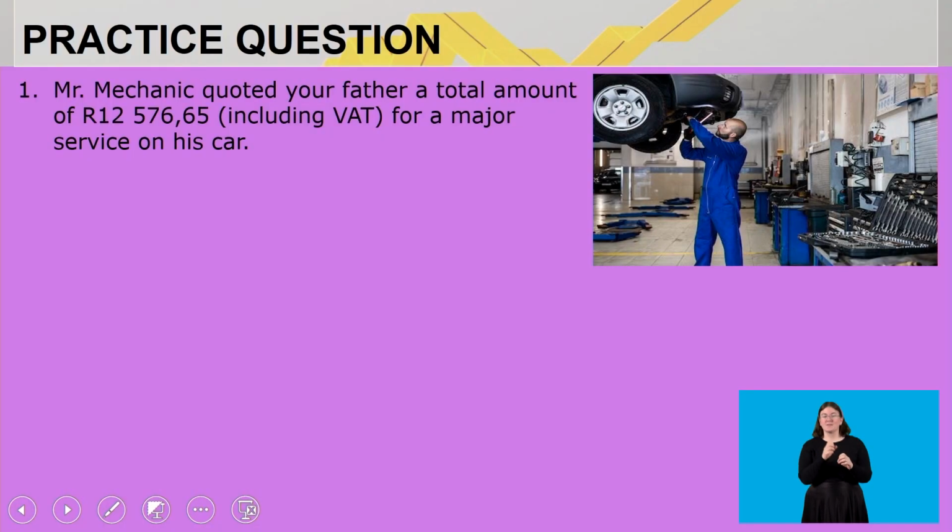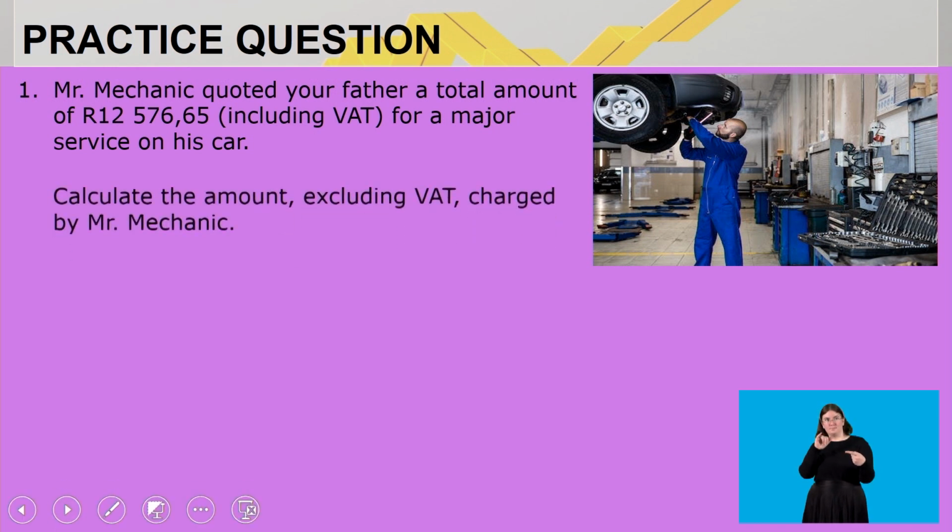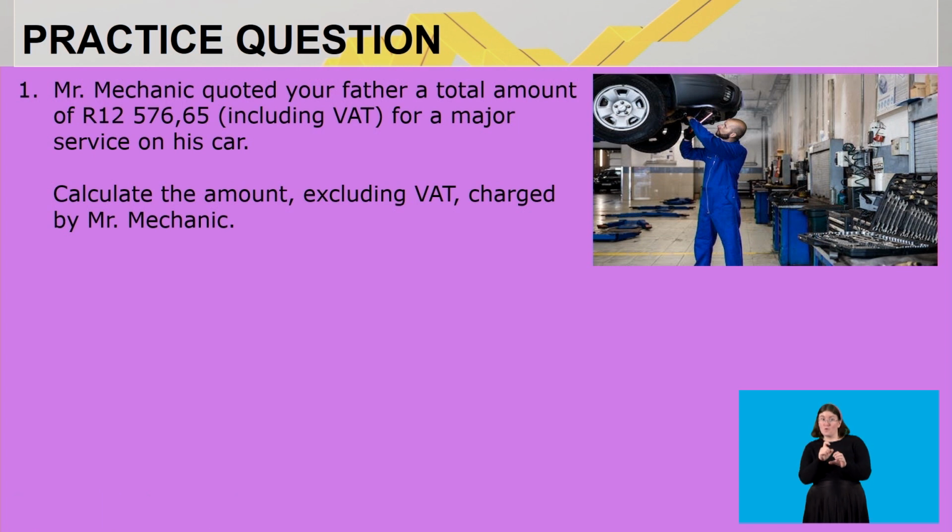So in the first question, I've indicated here that Mr. Mechanic quoted your father a total amount of 12,576 Rand and 65 cents, including VAT, for a major service on his car. So now you need to calculate the amount excluding VAT charged by Mr. Mechanic. So the 12,576 Rand 65 cents includes VAT, and now we must go from VAT inclusive to VAT exclusive.